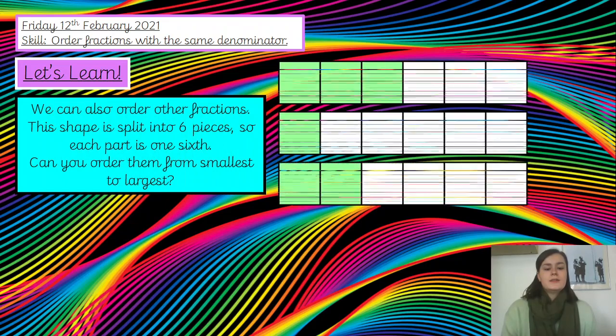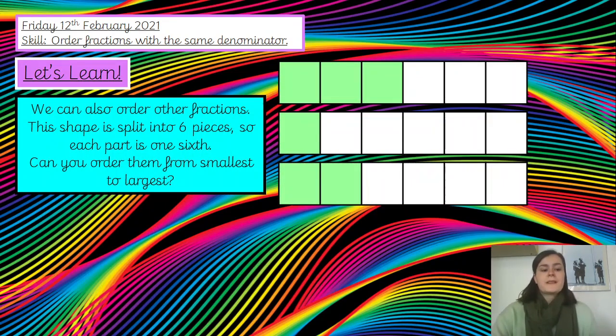Okay, this time then, super tricky. We can also order other fractions. So this shape is split into 6 equal pieces. So each part is called 1/6. Now, I'd like you to have a think about if you can order these from smallest to largest. So we've not looked at 6, but we're using the same method, aren't we?